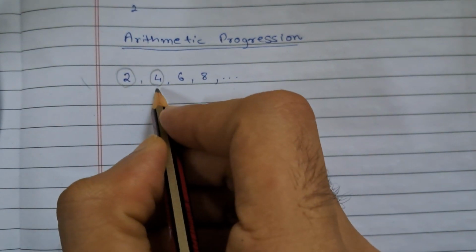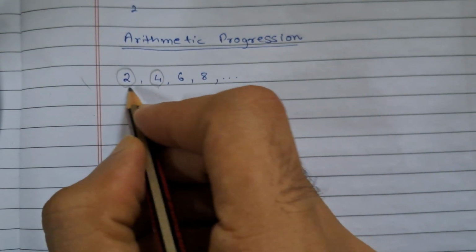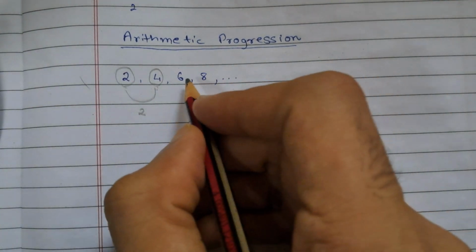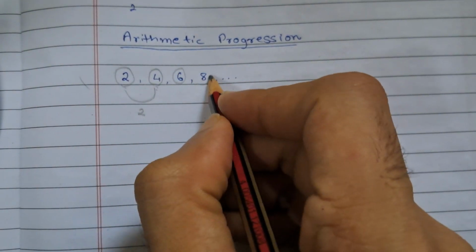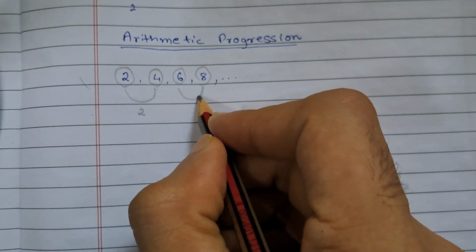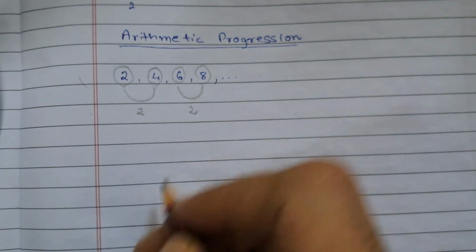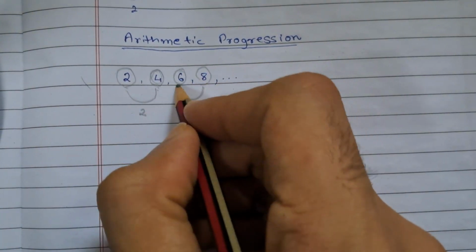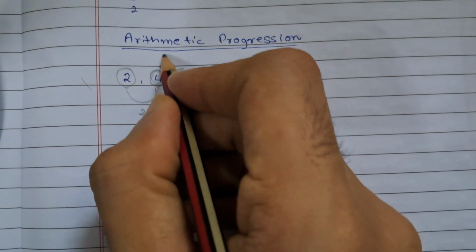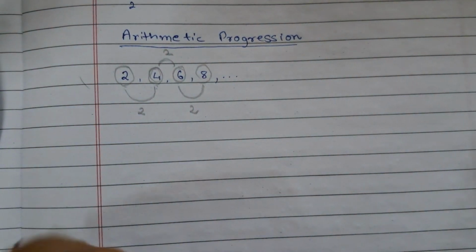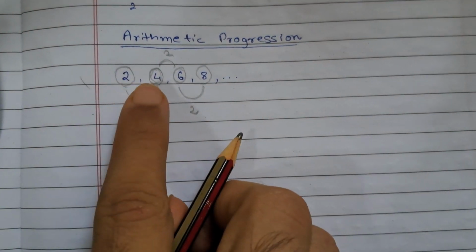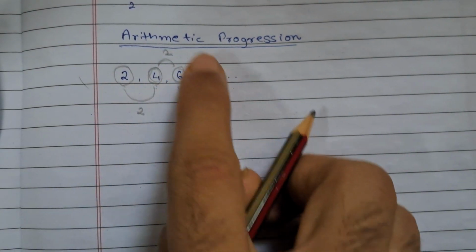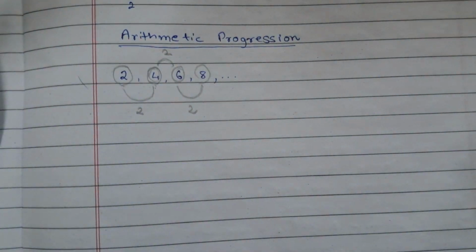So let's say if I ask you what is the difference between 4 and 2, it is 2, right? Even if you see the difference between the next two numbers, it is the same. So 6 and 8, it is again 2. You can take any two numbers. You can take these two numbers as well, the numbers in between. So the difference between them is also 2. So if you see, the difference between any two consecutive numbers is 2. So such a sequence is called an arithmetic progression.